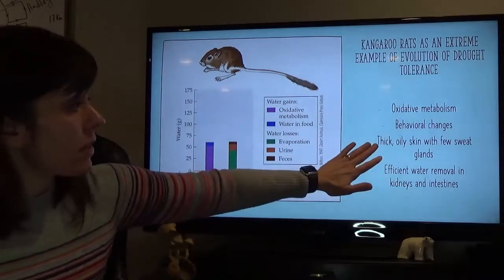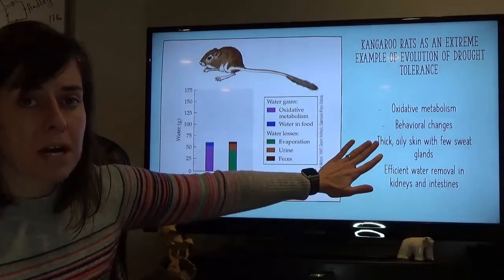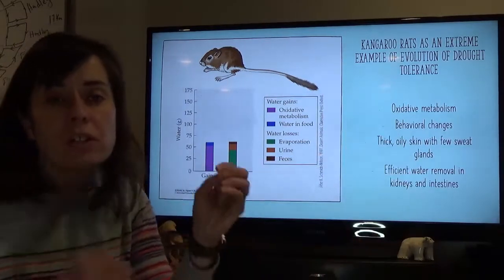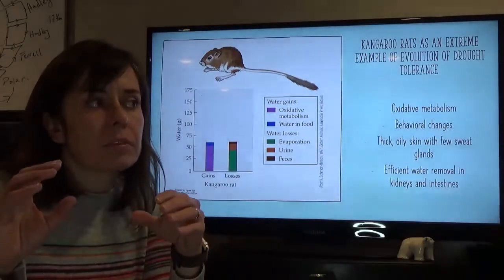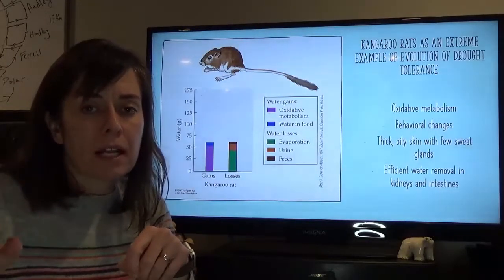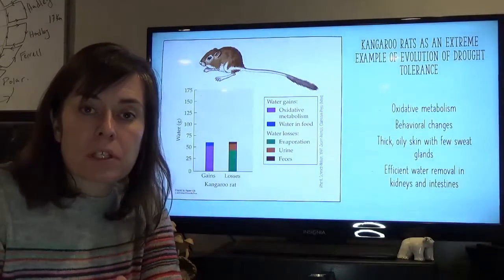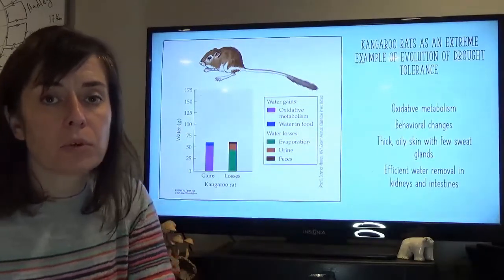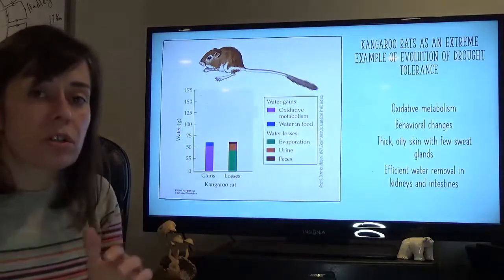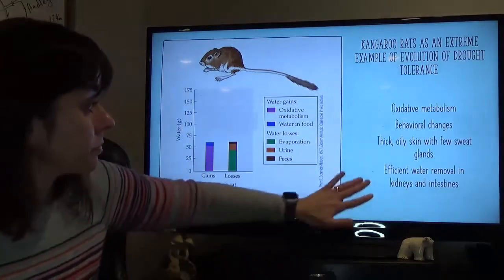intake. They also have very thick, oily skin with very few sweat glands, and so they really minimize their water loss across their skin. They use behavioral changes: they spend most of their time foraging at night when it's cooler and at peak humidity, and spend their days underground in their dens, where it's shaded and cooler and more humid compared to being above ground. So they're nocturnal organisms in terms of their activity, and they have their quiet time during the day.